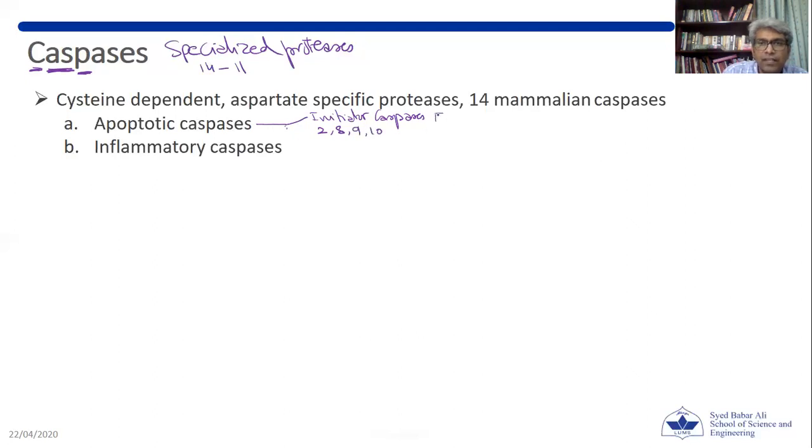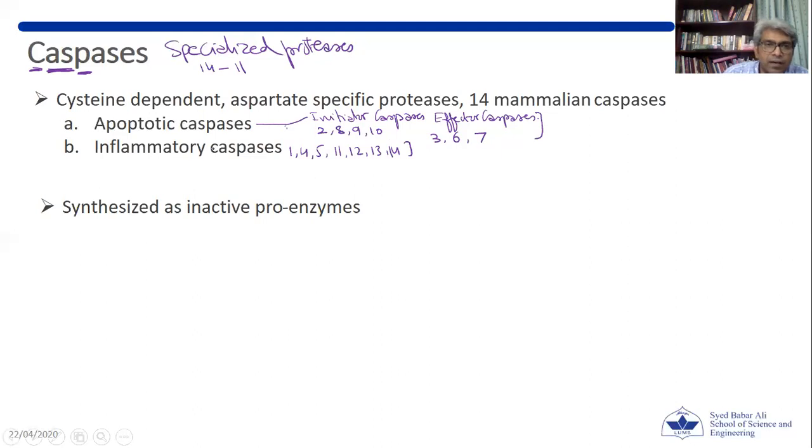The other caspases are called effector caspases: caspase 3, 6, and 7. These are apoptotic caspases. Now the inflammatory caspases are caspase 1, 4, 5, 11, 12, 13, and 14. They play roles in inflammation, and some of them can be part of what is called the inflammasome as well. The initiator caspases have an additional N-terminal part about 90 amino acids long. This domain can be a death effector domain or a caspase recruitment domain, so they have an N-terminal CARD domain or death effector domain. We'll talk about that.